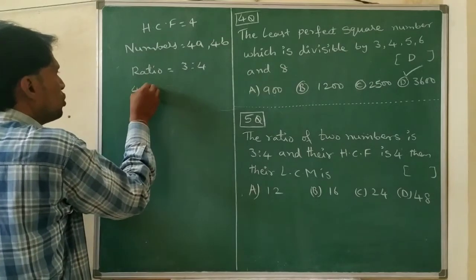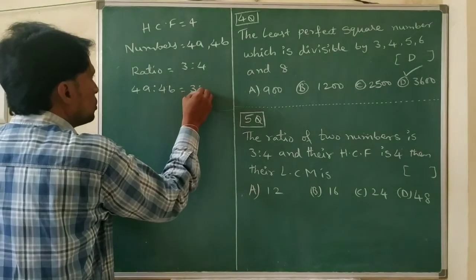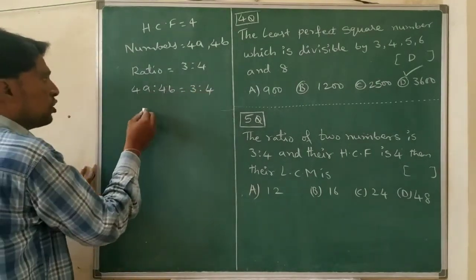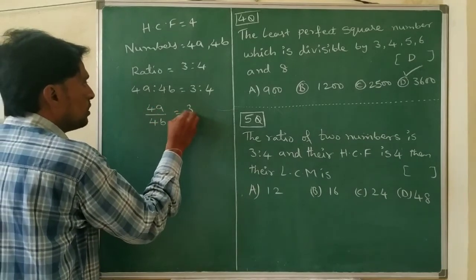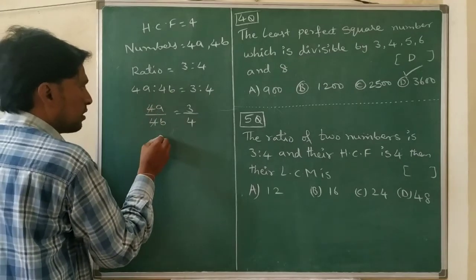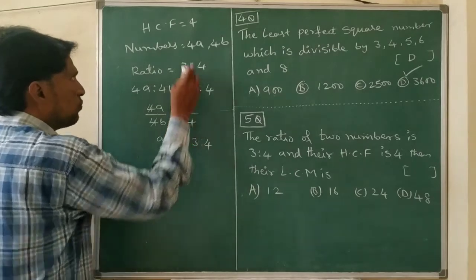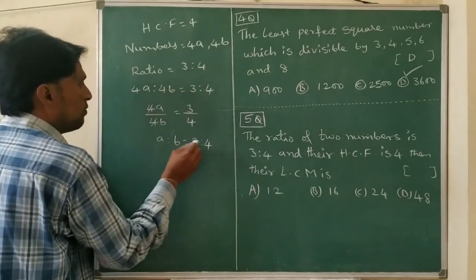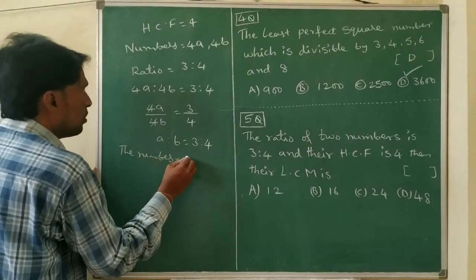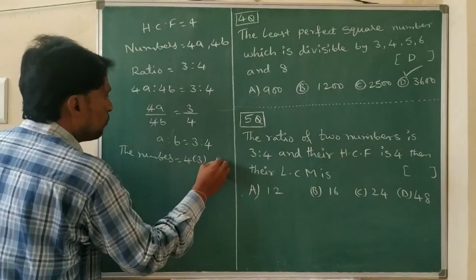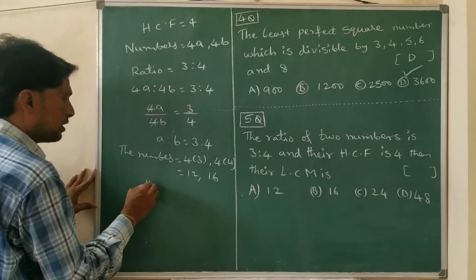This ratio you have to take: 4A is to 4B equals 3:4. Now this ratio is nothing but a fraction: 4A by 4B equals 3 by 4. The 4 gets cancelled. A is to B equals 3:4. So the A value is 3, the B value is 4. Multiply the numbers: 4 into 3, 4 into 4. So 4 threes are 12, and 4 fours are 16.